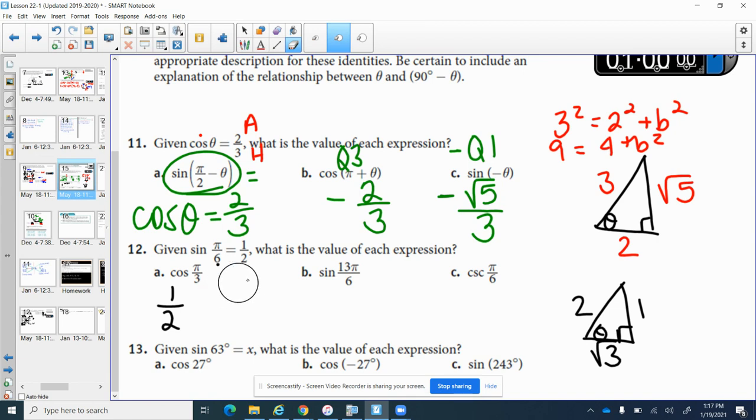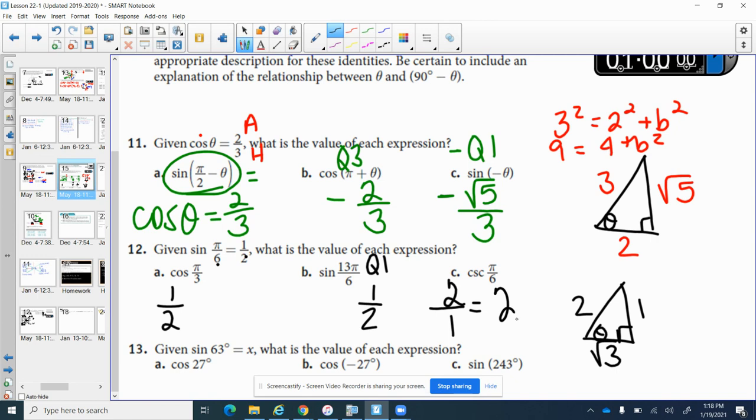Now, 13 pi over 6, we know is really back in quadrant 1. It's like we went around the circle a little bit more than once, so it's going to be the same value. It's the coterminal. So this is also 1/2. And then cosecant of pi over 6 is the reciprocal function here. So we would take our fraction and flip it, so it would just be 2.